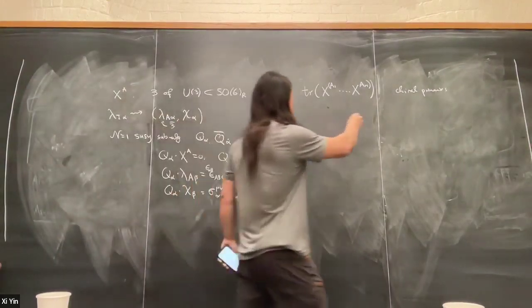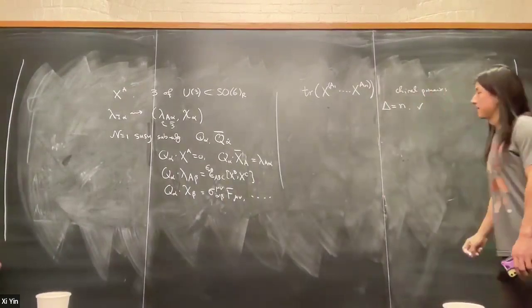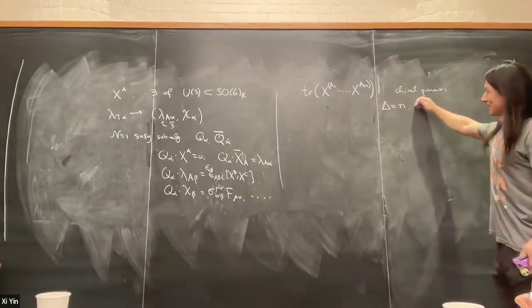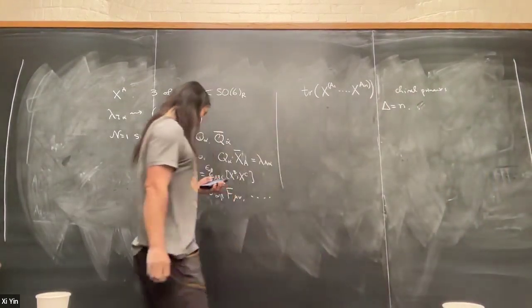So these we understand: Delta is equal to n. This is exact, and such a BPS bound holds. So this is simple, right? People knew this from the first year of AdS/CFT already.